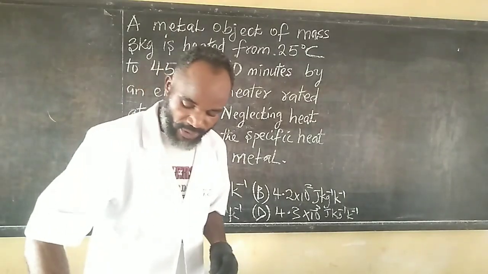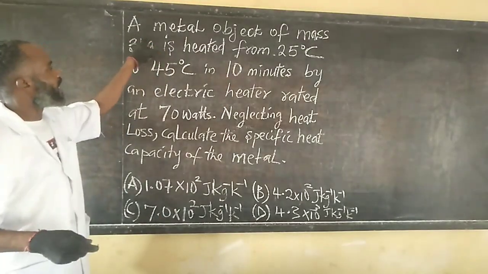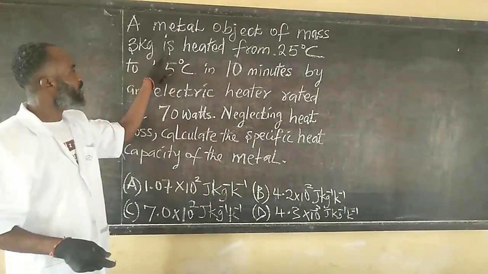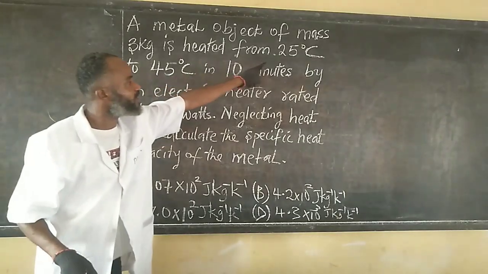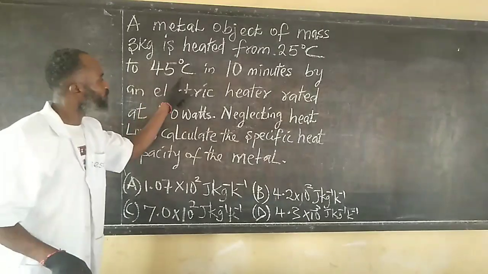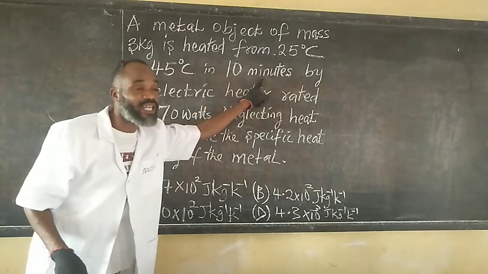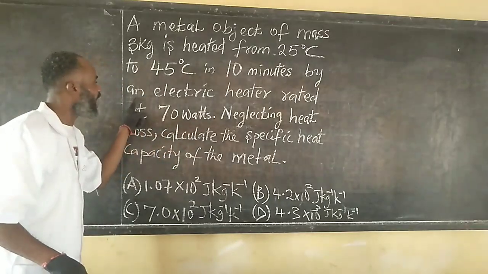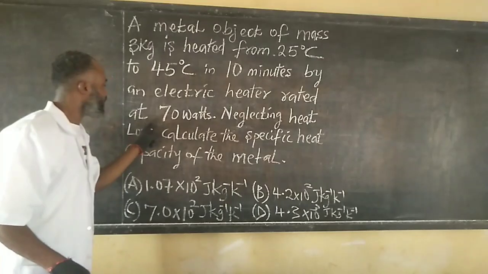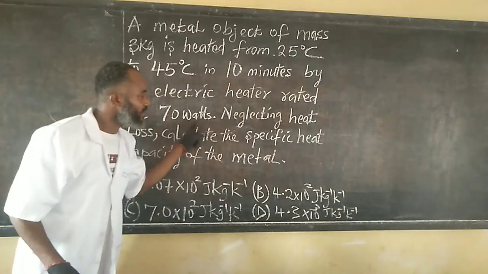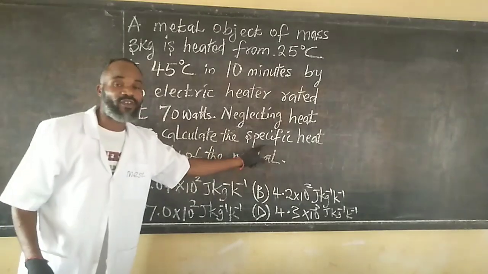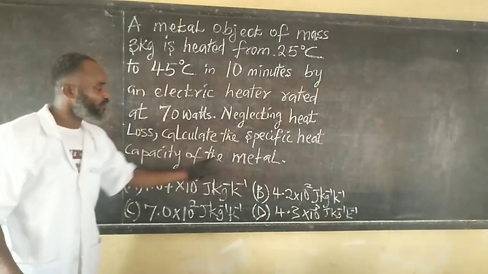Alright, so let's quickly look at this. A metal object of mass 3 kg is heated from 25 degrees Celsius to 45 degrees Celsius in 10 minutes by an electric heater rated at 70 watts. Neglecting heat loss, calculate the specific heat capacity of the metal.